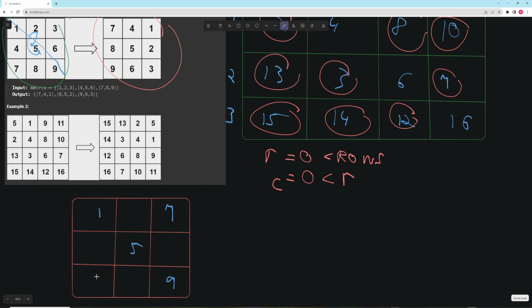Now let's look at the rest of it. The 7 and the 3 swap. These two are going to swap. So this is going to be 6. This is going to be 8. And then these two over here are going to swap, the 2 and the 4. So we should have something like this.